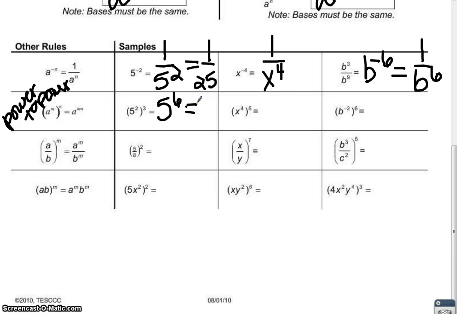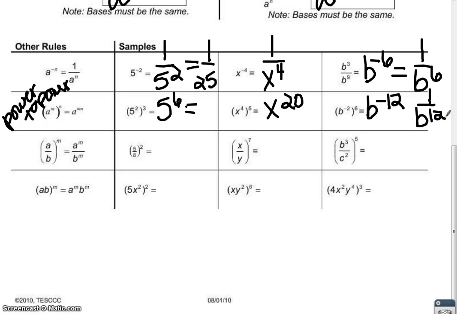Okay, so what would I get on my next one if I have x to the 4th to the 5th power? You should have said x to the 20th. And then let's look at this last one, b to the negative 2 to the 6th. I end up with b to the negative 12th. Now again, I can't have negative exponents, so how would I change this?